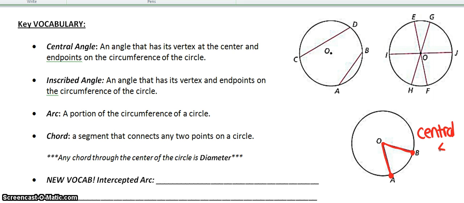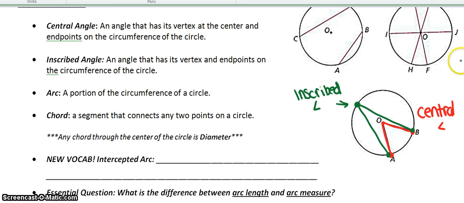An inscribed angle, on the other hand, has its vertex and endpoints on the circumference, but on opposite sides. So an inscribed angle would look like this. So here its vertex is on the circle, and its endpoints are also on the circle. So that's an example of an inscribed angle. And the more I say these, the more you should know them. So by now you should know what central and inscribed angles are.